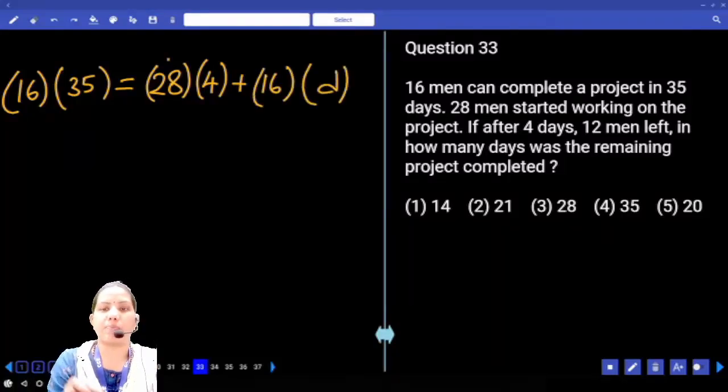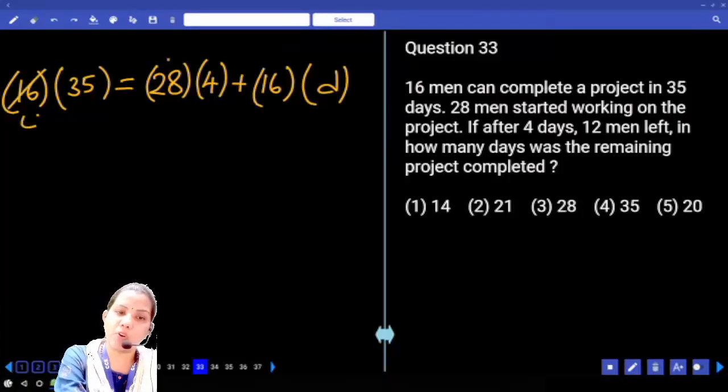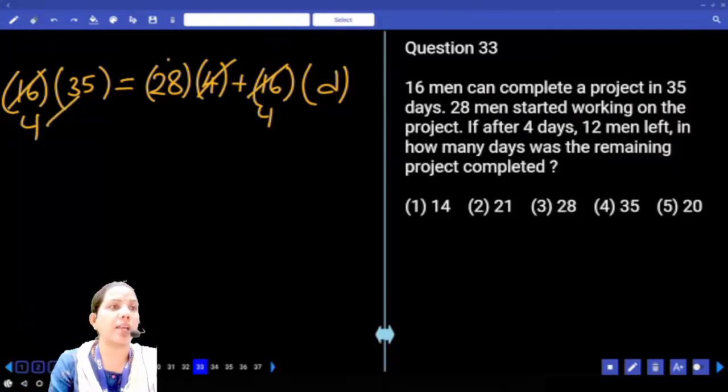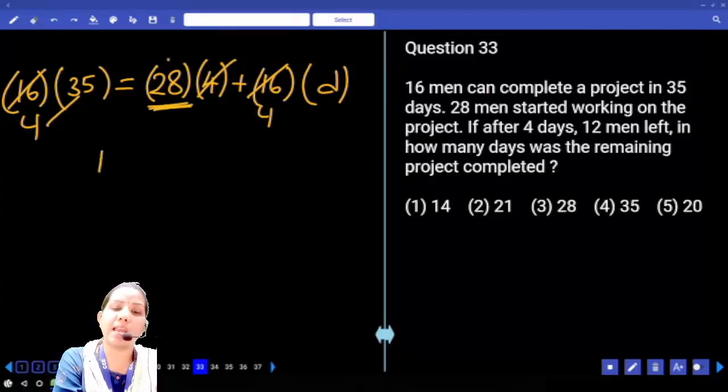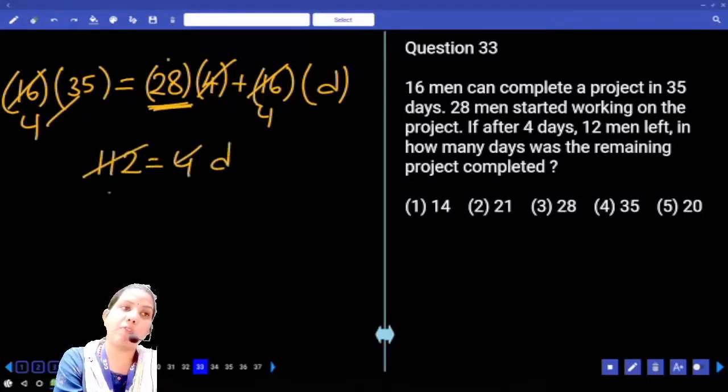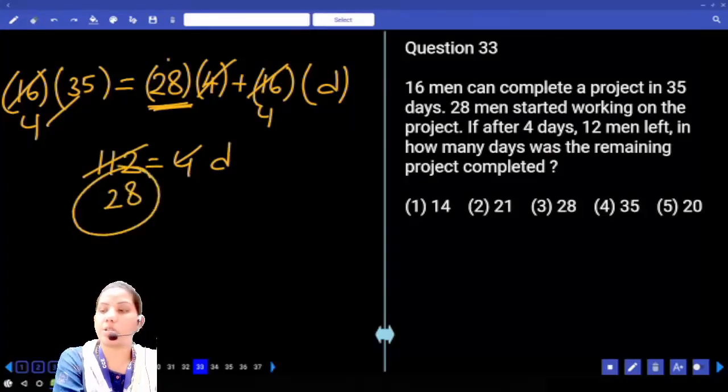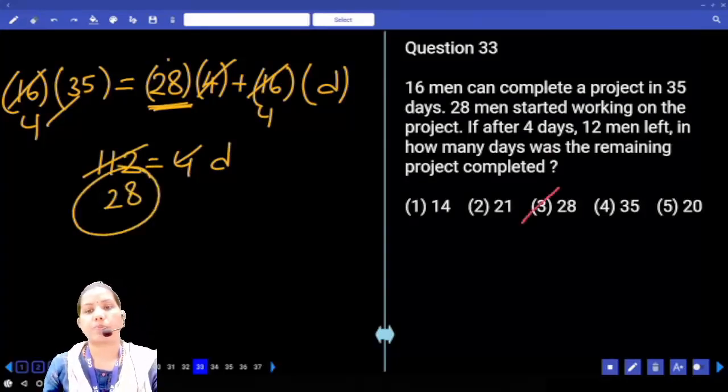So it is D. Okay. 4 table cancellation, 4 4s and 4 cancel, again 4. What is 4 into 35? Double and double. 35 double is 70, double is 140. 140 minus 28, it is 112 is equal to 4D. 4 2s are 8, 4 8s are 32. So the answer is 28, third option. M1 D1 is equal to M2 D2. I am doing that concept. M1 D1 is equal to M2 D2.